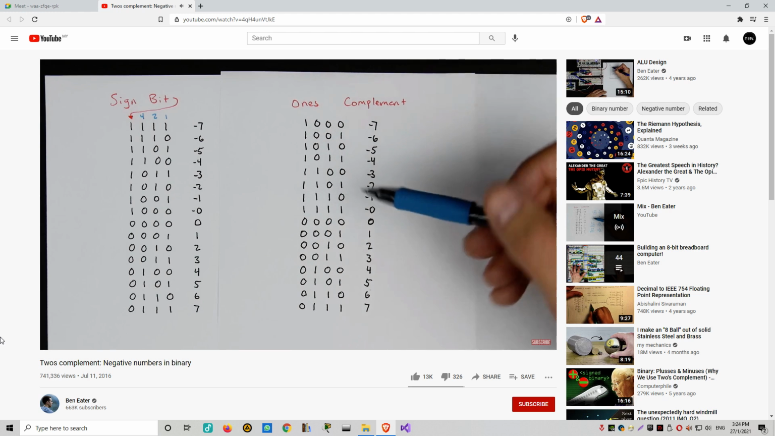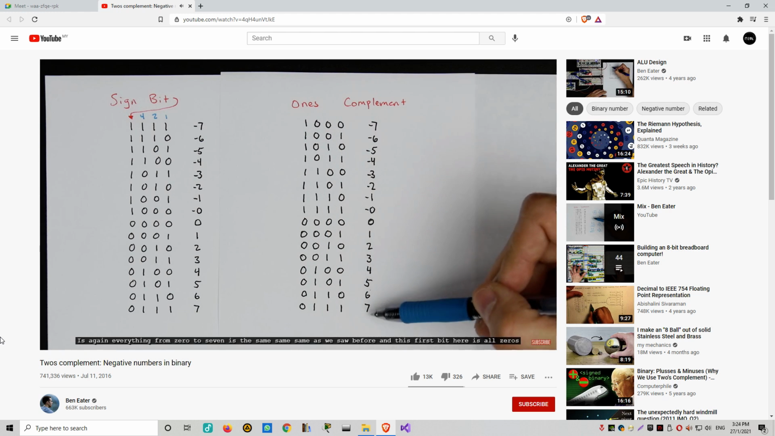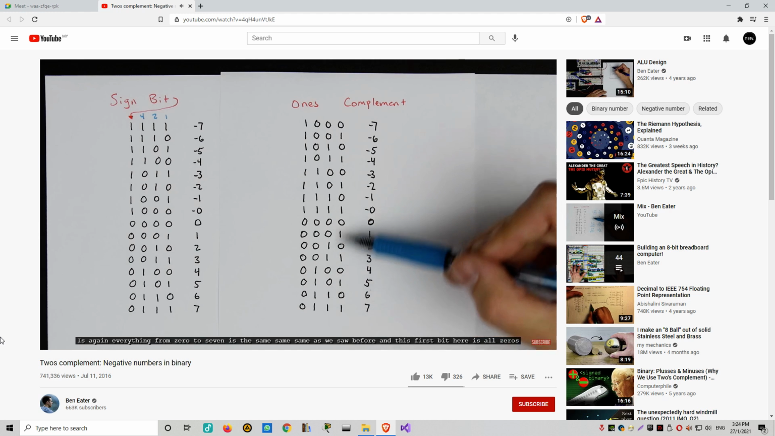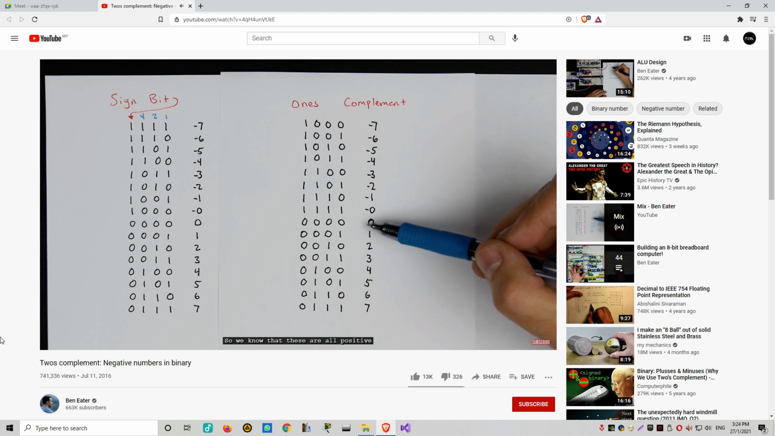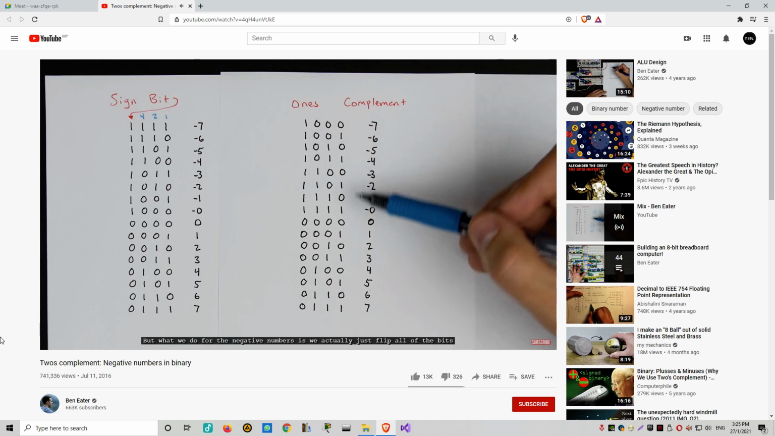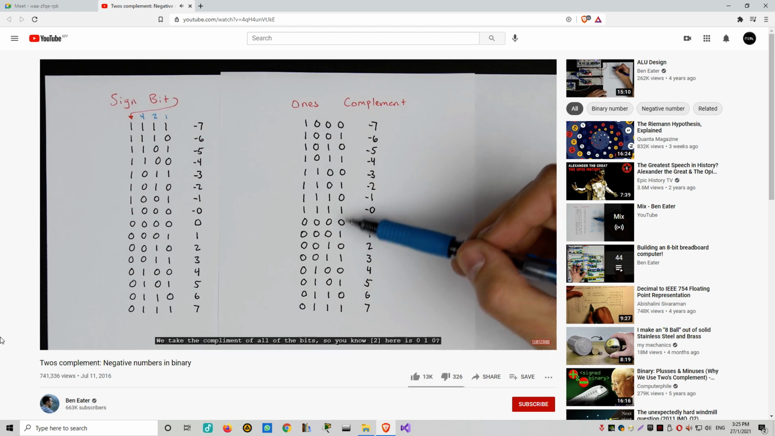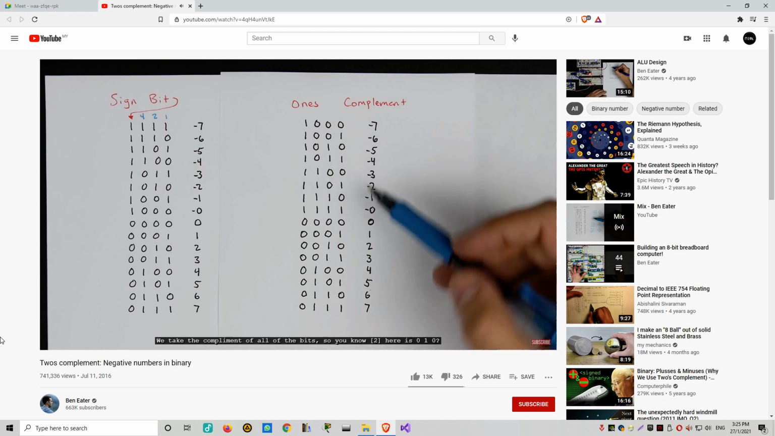What this is, again, everything from 0 to 7 is the same as we saw before. And this first bit here is all zeros, so we know that these are all positive. But what we do for the negative numbers is we actually just flip all of the bits. We take the complement of all of the bits.